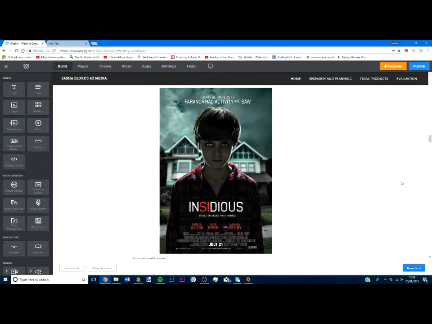Then we move on to writing. So we've got from the makers of Paranormal Activity and Saw. The Paranormal Activity and the Saw are in a larger font. It's because if you look at this poster, the first thing you see is the title. And then, to me, the second thing you see is the names of the films, so the Paranormal Activity and the Saw. Now, I like both of those films.